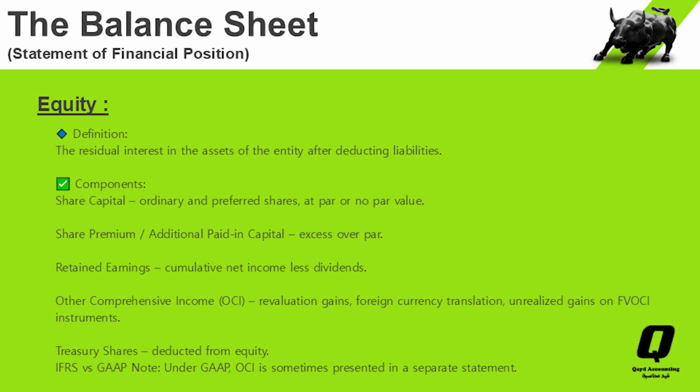Equity. Definition: the residual interest in the assets of the entity after deducting liabilities. Components: share capital, ordinary and preferred shares at par or no par value. Share premium/additional paid-in capital, excess over par. Retained earnings, cumulative net income less dividends. Other comprehensive income, OCI: revaluation gains, foreign currency translation, unrealized gains on FVOCI instruments. Treasury shares, deducted from equity. IFRS versus GAAP. Note: under GAAP, OCI is sometimes presented in a separate statement.